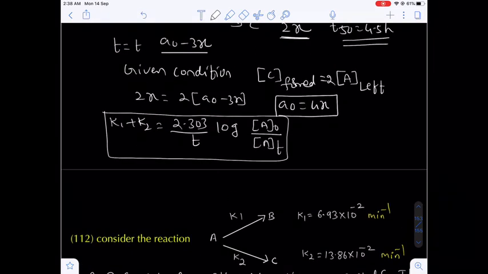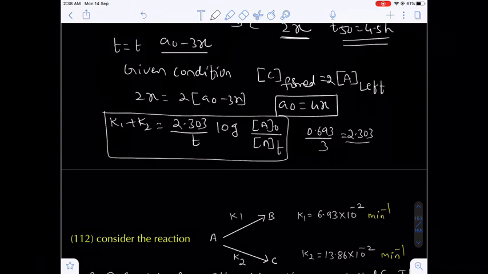So shall I write here 0.693 by 3 equal to 2.303 time period to be calculated log of what is the A naught value? I am writing A naught only by A naught minus 3x. Are you getting my pen? Do you know the A naught value in terms of x or x value in terms of A naught?